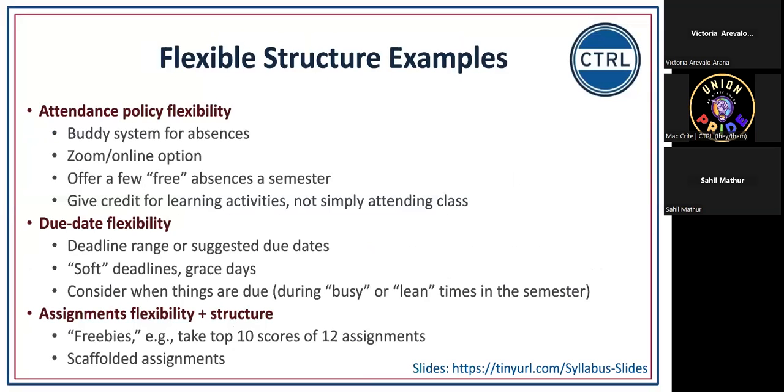Here are some examples of what a flexible structure looks like, or incorporating structured flexibility into your syllabus. There can be flexibility with attendance policies: a buddy system where if you miss a class, you have someone who is getting you caught up, so that you don't miss out. Offer a Zoom or online option for students who cannot make a particular session. Offer a few freebie absences, potentially including makeup work that is not too burdensome. And give them credit for learning activities that they do and not just simply attending class.